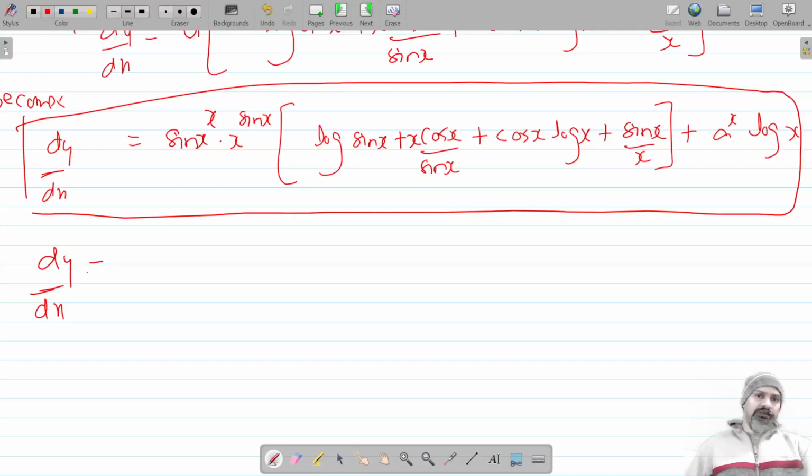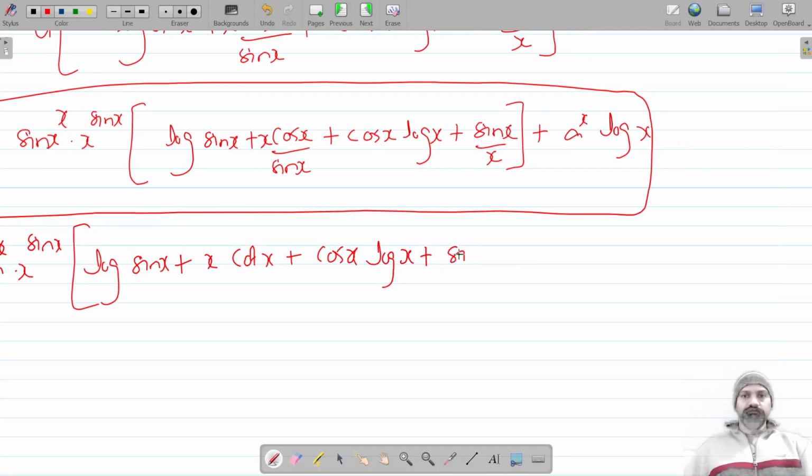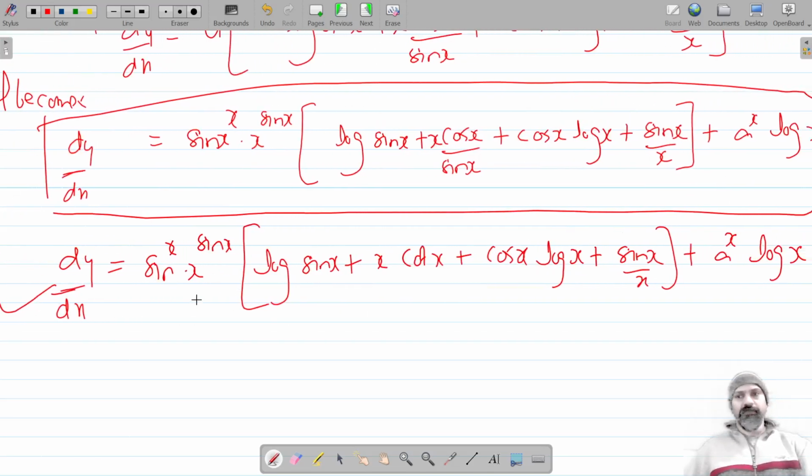So dy by dx is now equal to sine x into x raised power sine x, into log of sine x into x, cos by sine is cot x, plus cos x into log of x plus sine x by x, plus a raised power x into log x. So this is the final answer.